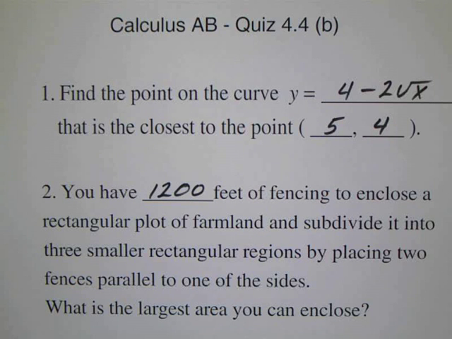So here's quiz 4.4b. This is an example. And the first one is: find the point on the curve y equals 4 minus 2 times the square root of x that is closest to the point (5, 4). So I drew kind of a sketch.